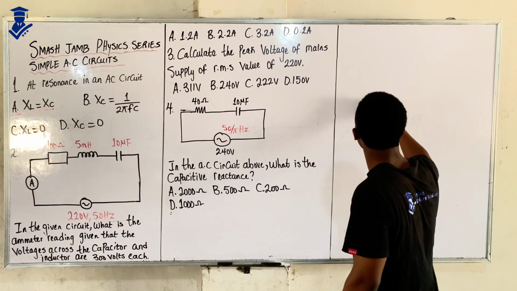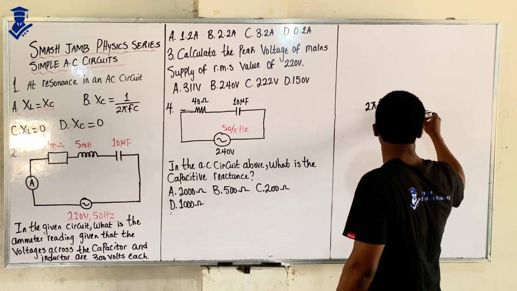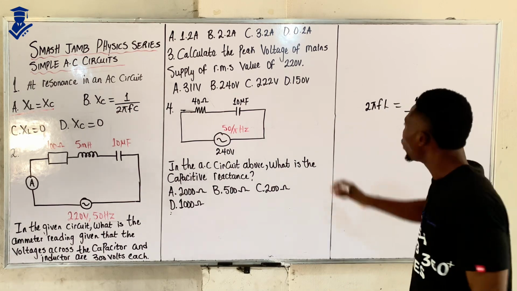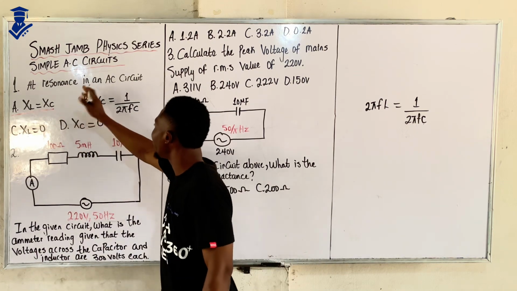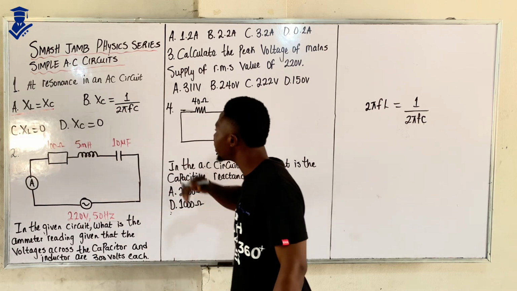meaning that 2 pi FL is equal to 1 over 2 pi FC. All right, so this is what we have for that. So the correct answer for number one is option A. Now let's look at the second one.